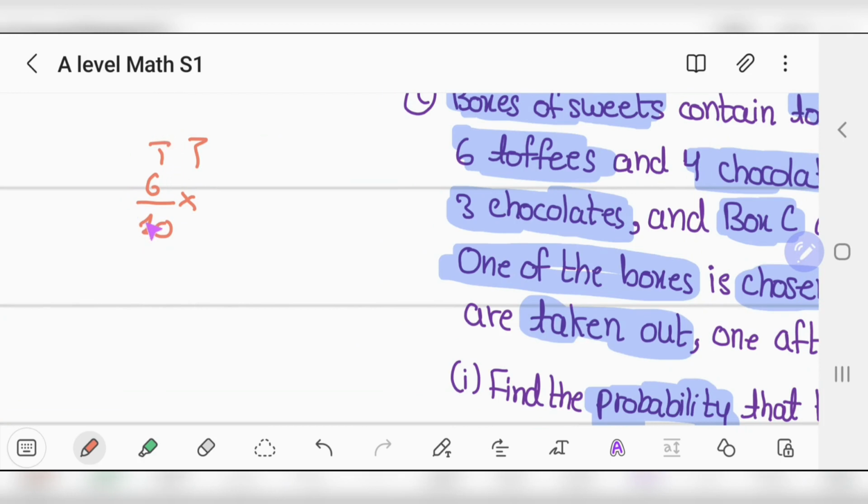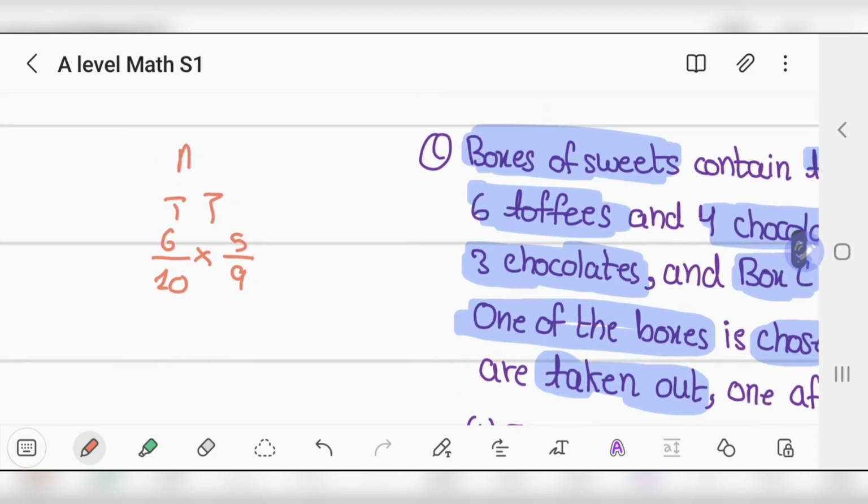So I've taken one toffee, I've eaten it. Now I'm going to take another toffee. The probability of having the second toffee is 5 upon 9, because the remaining toffees are 5 now, and the total will be 9. So this is how you do it. And I've chosen box A.